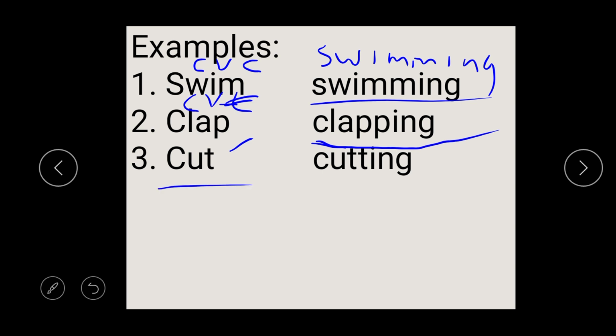Then the last one is cut. This is simple because the C is consonant, the U is vowel, and the T is consonant. So that means we are going to double the last letter, which is T. So you have cutting. You write your cut. Remember, we are going to make the last letter to be two. So we put the T again, then you put your ING. Then you have cutting.